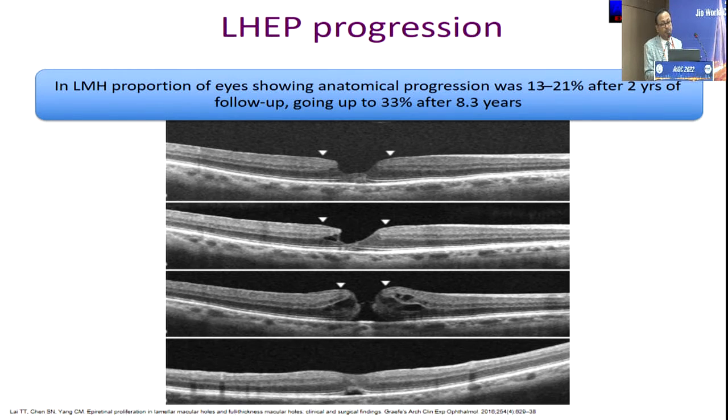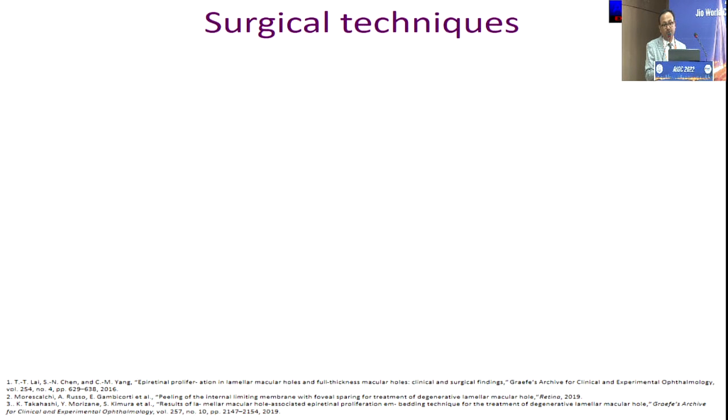So LHEP progression also, if you see this patient who has been operated, there was a lamellar hole with epiretinal proliferation that progressed to a full thickness macular hole. Even after surgery, you have a small neurosensory defect. The proportion of eyes which had this anatomical progression was 13 to 21% after 2 years of follow-up, going up to 33% after 8.3 years.